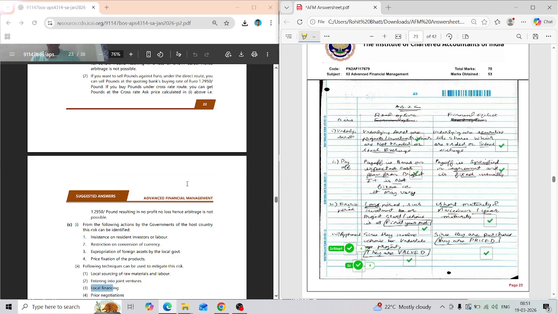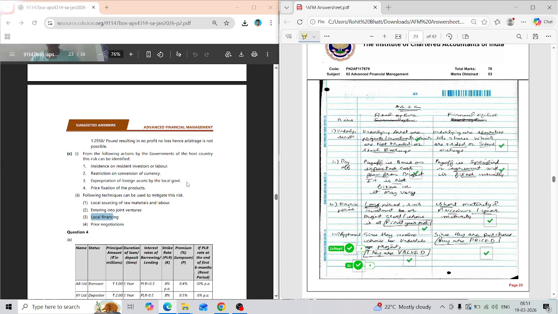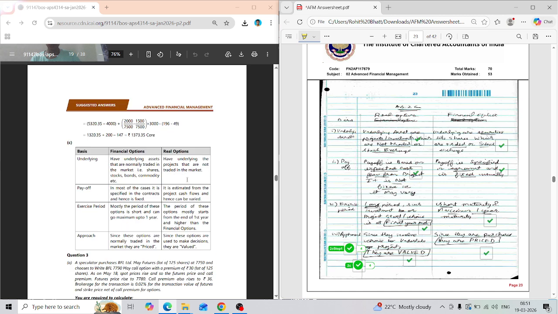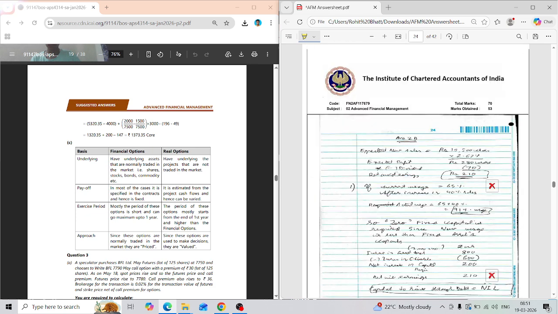Then see again, I have a theory question, 2C. It was the difference between real option and financial option. So the thing is, if you want to score good marks, even in a difficult paper, you need to have theory as your strength. If you just ignore the theory, you are going to lose easy 15 or 16 marks. They had given the points. You can see I have underlined the keywords, and here also the examiner has given me full marks.